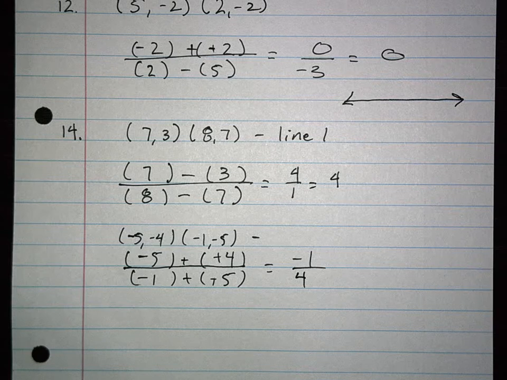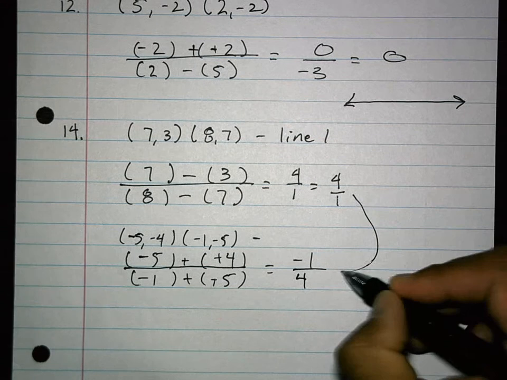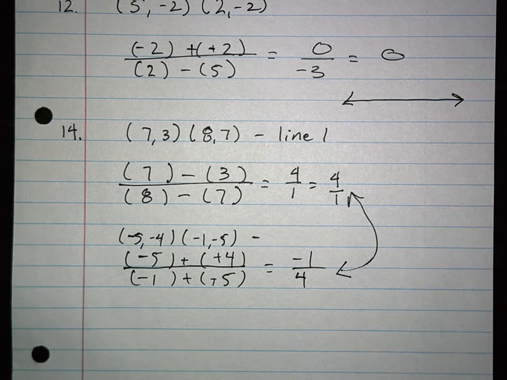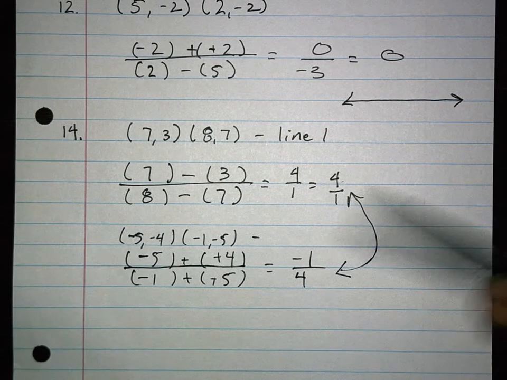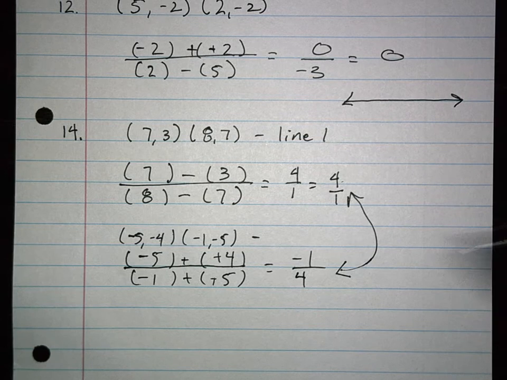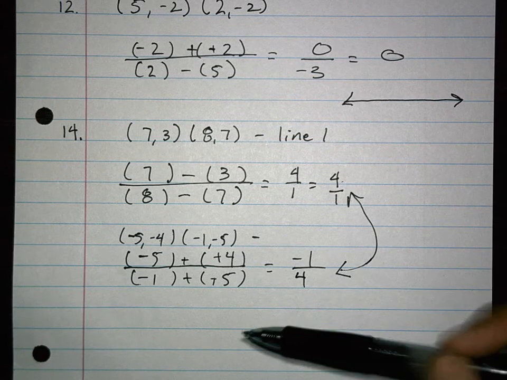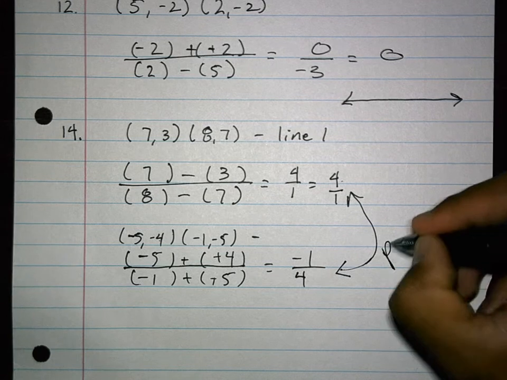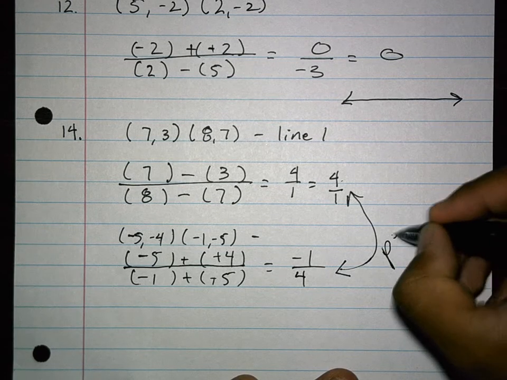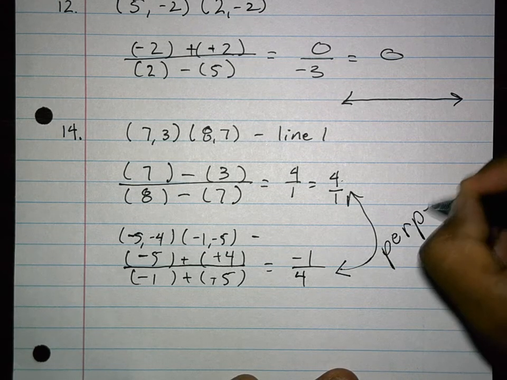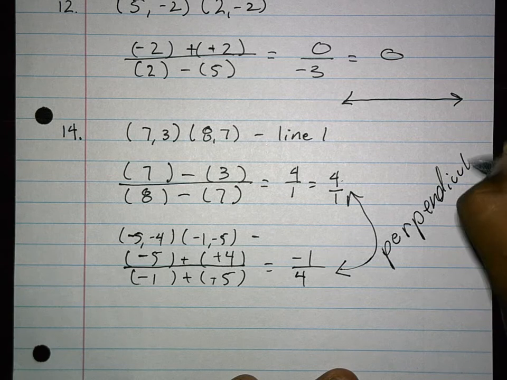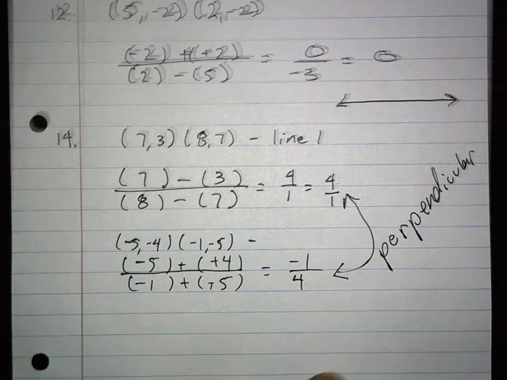If you look at these two slopes, I can think of the first one as 4 over 1, and you can see that these are opposite reciprocals. They're flipped upside down, that's the reciprocal part, and the opposite means we change the signs. So since these are flipped upside down with different signs, these would be perpendicular lines.